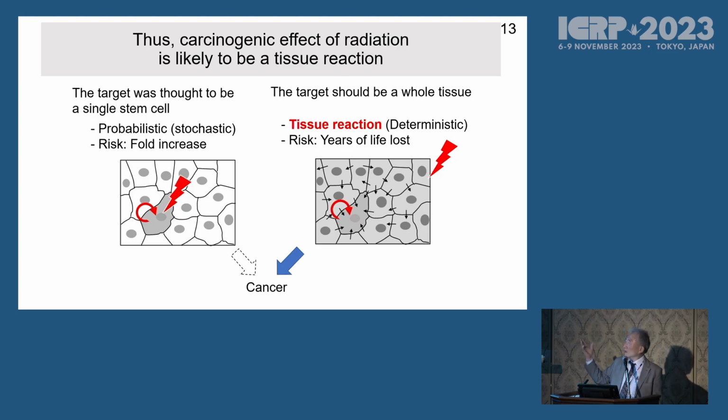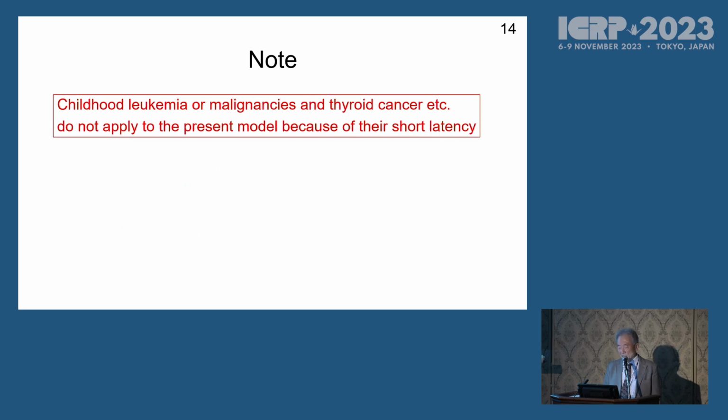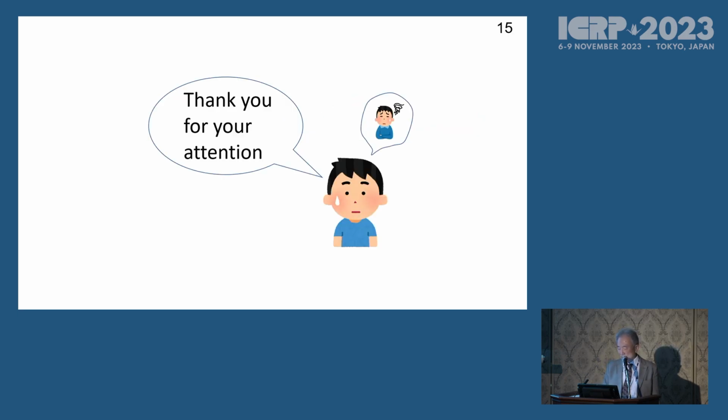But there are interactions among tissue cells. Okay, thank you. And this hypothesis applies only to those cancers which increase with the 4th or 5th power of the age. Such as childhood cancer or thyroid cancer with short latency period, those are not the subjects of the study. Thank you very much for your attention.